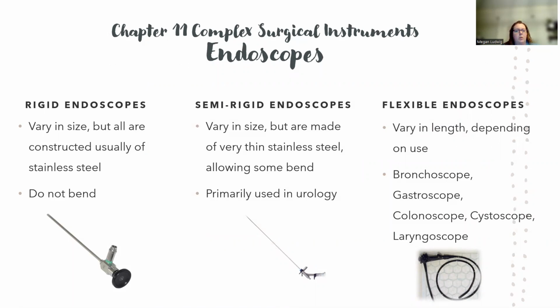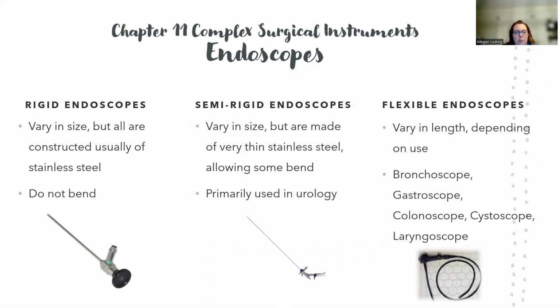So for endoscopes, there's three categories: rigid, semi-rigid, and flexible. Rigid scopes all vary in size, and typically that is in reference to the diameter. Sometimes it is in reference to the length, but usually referring to how round it is. Constructed of stainless steel, these will not bend. That's why it's called rigid. We often prefer a rigid scope if we're doing a laparoscopy, looking inside the abdomen. That's typically a rigid scope. Sometimes for cysto, you can do that.